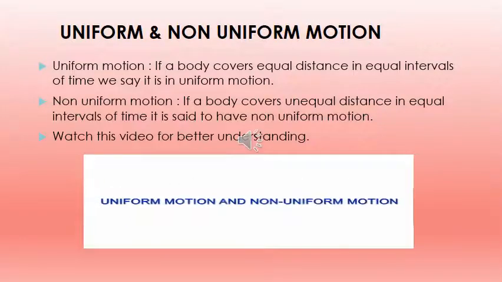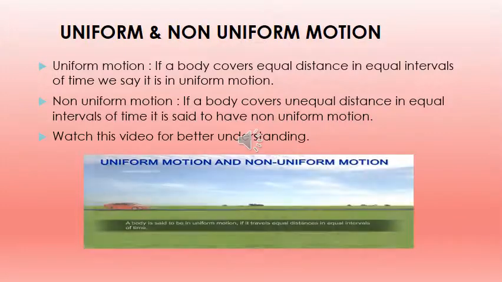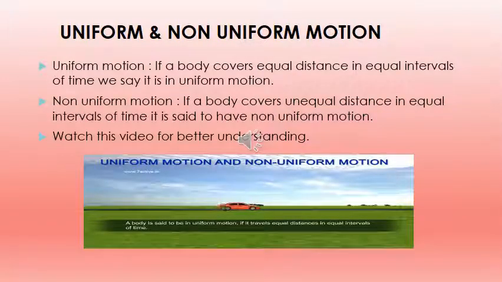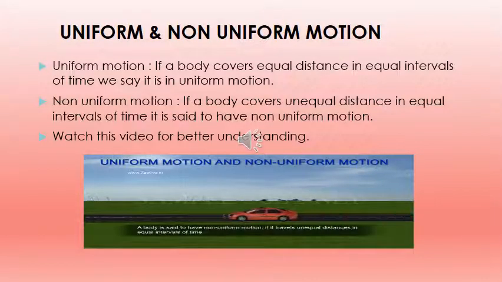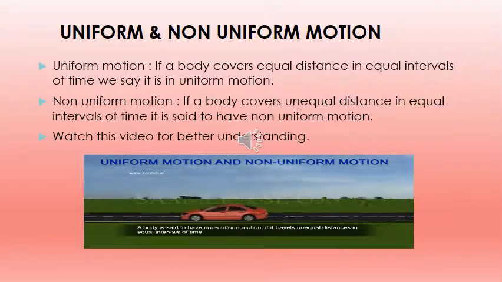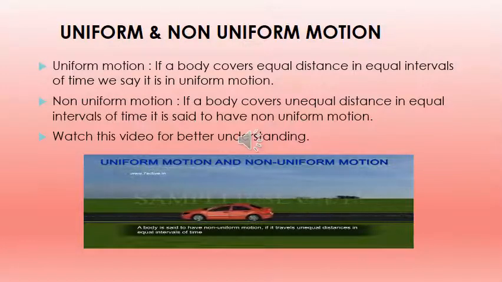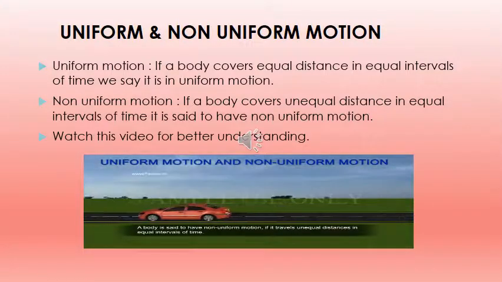Uniform motion and non-uniform motion. A body is said to be in uniform motion if it travels equal distances in equal intervals of time. A body is said to have non-uniform motion if it travels unequal distances in equal intervals of time.